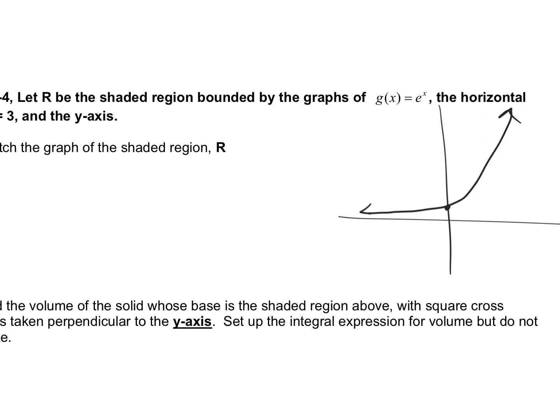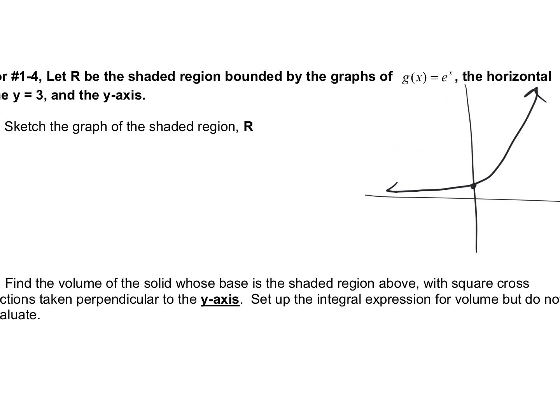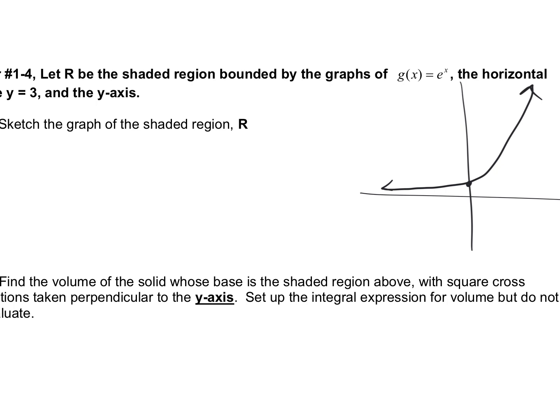So our region is bounded by e to the x, the horizontal line y equals 3. Because I know my parent functions, I know that y equals 3 is above that, right? And the y-axis. So here's my region. There's my sketch of the graph. Now, because I know what's coming, I really want to know what some of these points are for myself, okay?